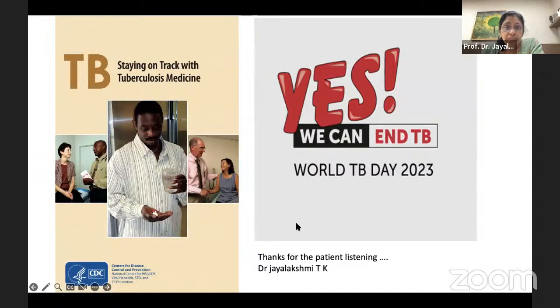So looking at all these things, yes, we can definitely think that the day will come when tuberculosis can be ended by giving the correct regimen, by diagnosing early, by giving the preventive tuberculosis treatment, by treating the drug-resistant tuberculosis, and by having these medications available free of cost through the government chain. So that is my message for all of you.